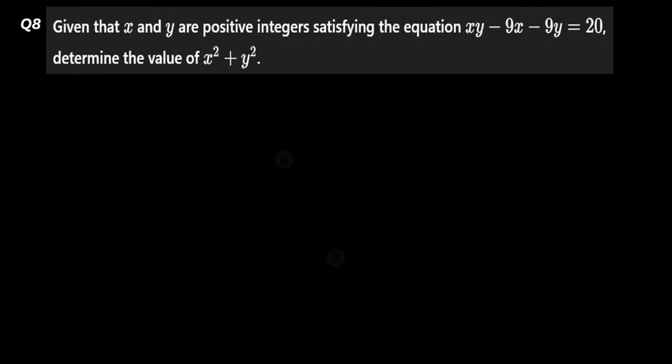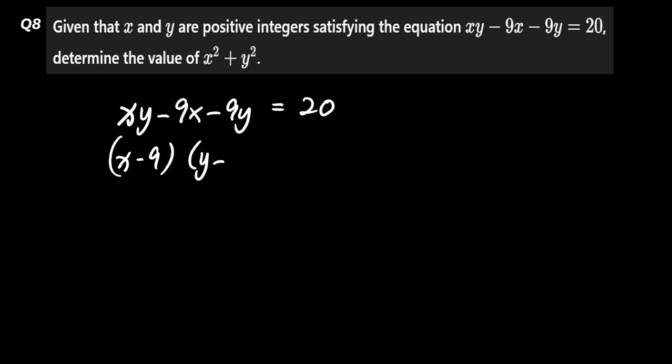Let's start by rewriting the equation xy minus 9x minus 9y equals 20. We group the terms cleverly. This allows us to factor the left-hand side: (x minus 9)(y minus 9) equals 101.